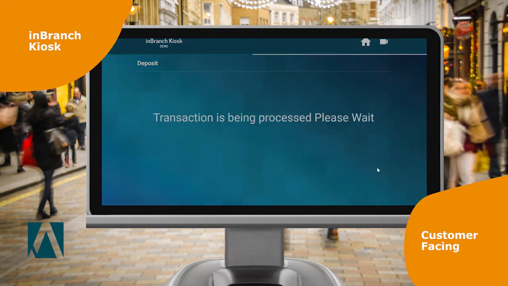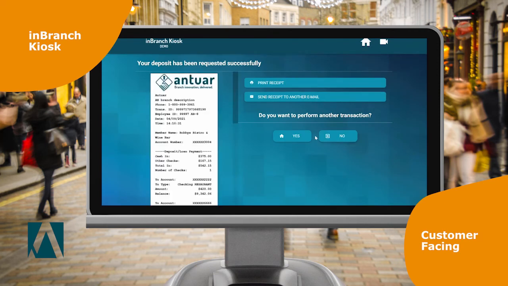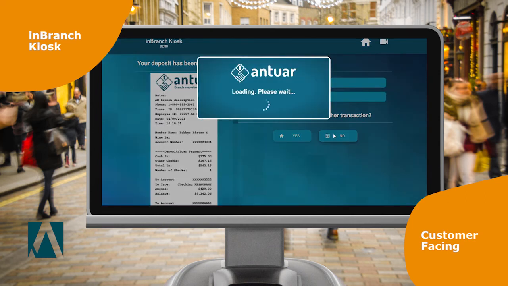Satisfied that the transaction details are correct, the customer prints the receipt and continues to log out from the application. After a successful transaction, the application is now ready for the next customer.